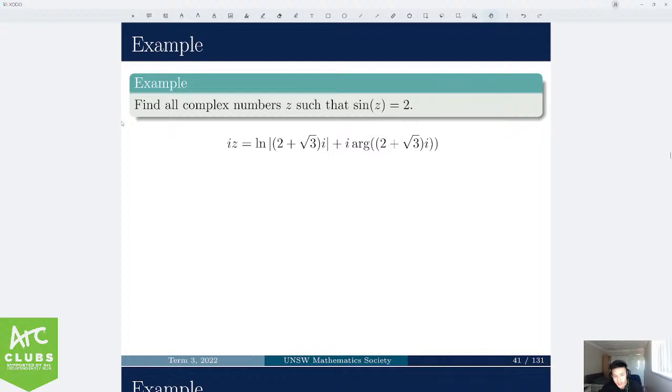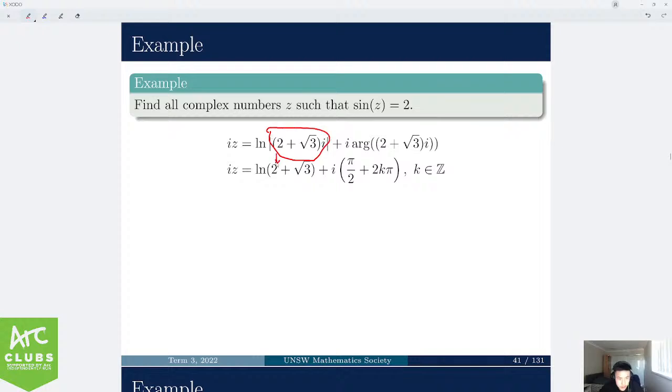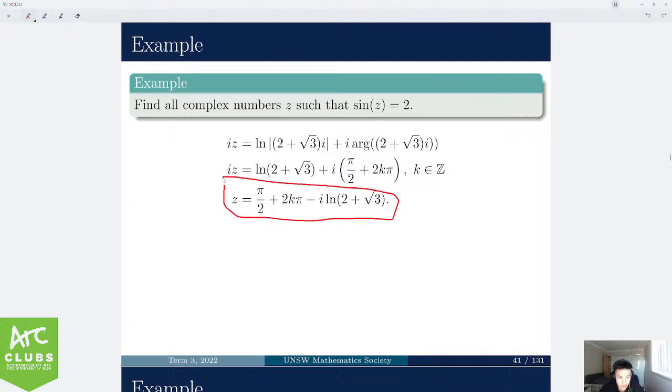So if we have a look at solving the first branch, the modulus of this first number here just turns into 2 plus root 3, and the argument of 2 plus root 3i, this complex number is going to lie somewhere over here. That's going to be pi on 2 plus 2k pi. And hence, if we rearrange for z, we get our first set of solutions, this thing over here.